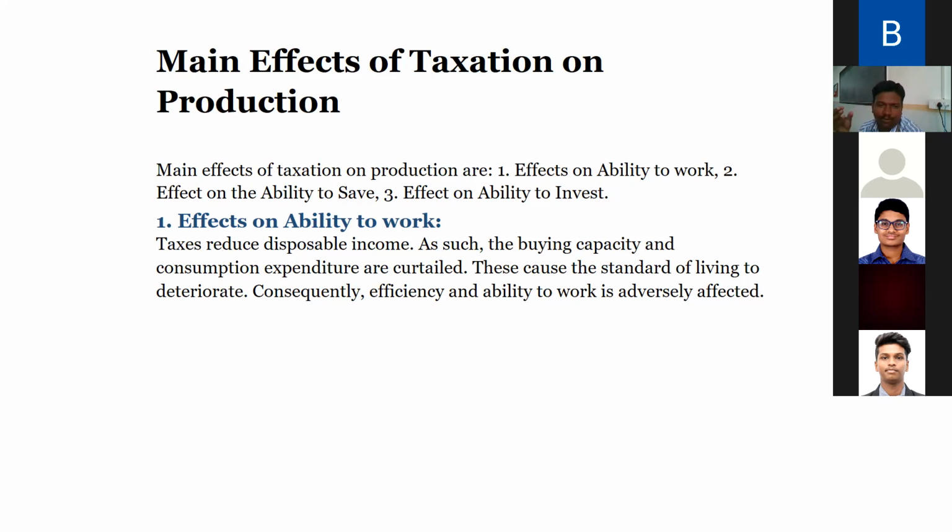Because as per the rules, I won't be eligible. Or again, we can use the theory here. What theory can we use? What principle can we use? Ability to pay principle. Right?